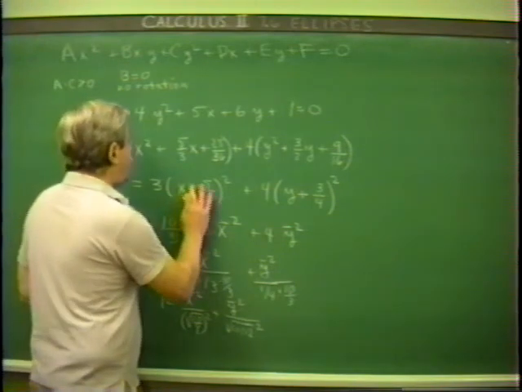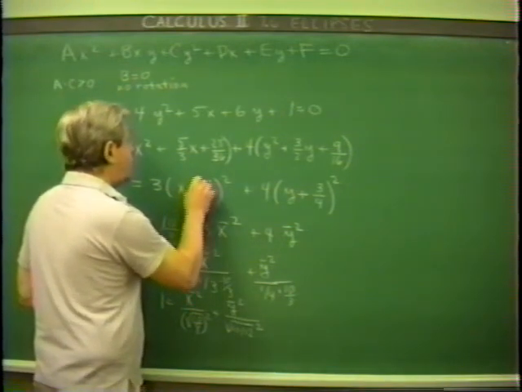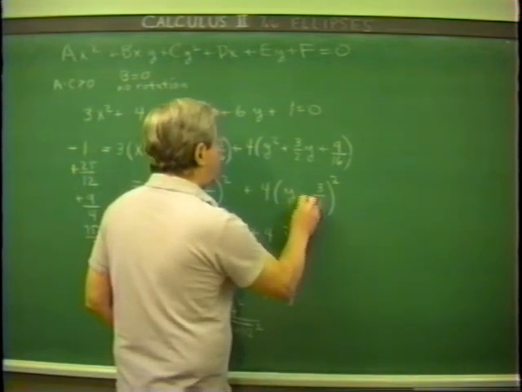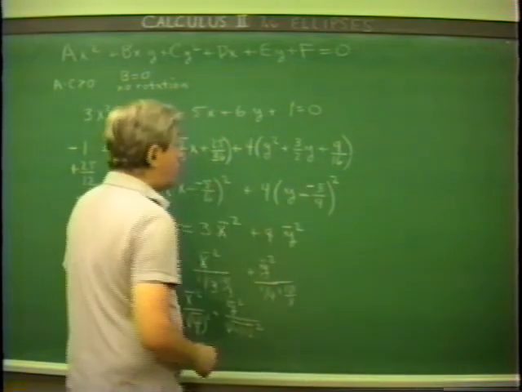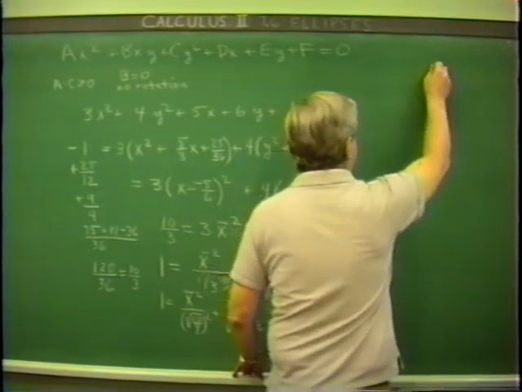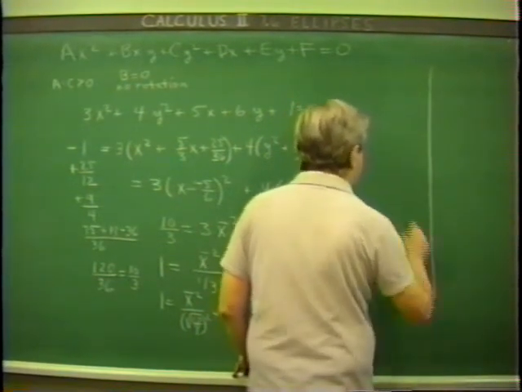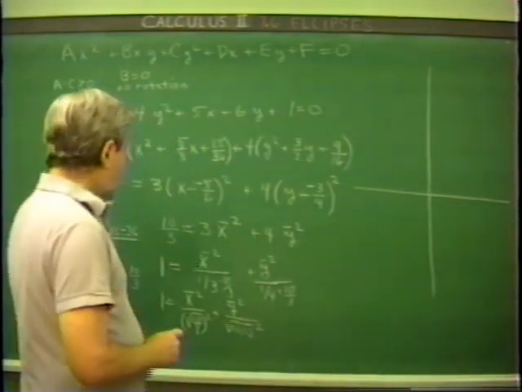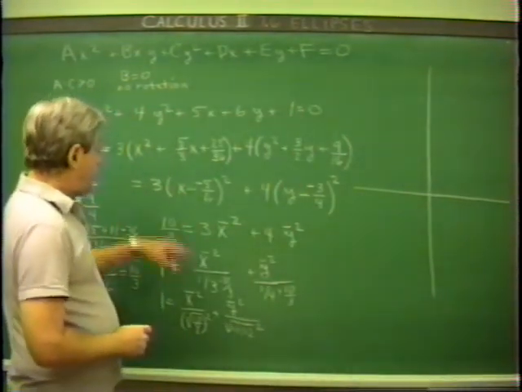Except now what I've got is x bar equals x plus 5/6. It's convenient sometimes to think of this as x minus a minus 5/6. Y bar equals y plus 3/4, or y minus a minus 3/4. And so if we're graphing this then, this is x and this is y.